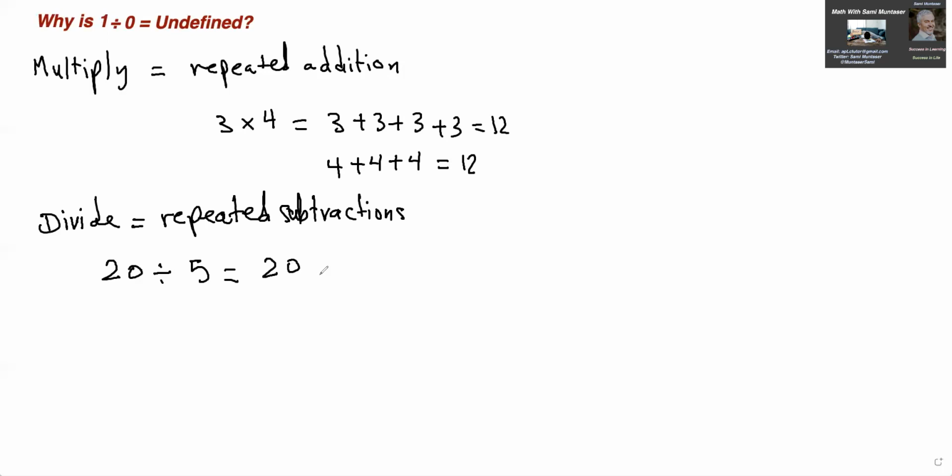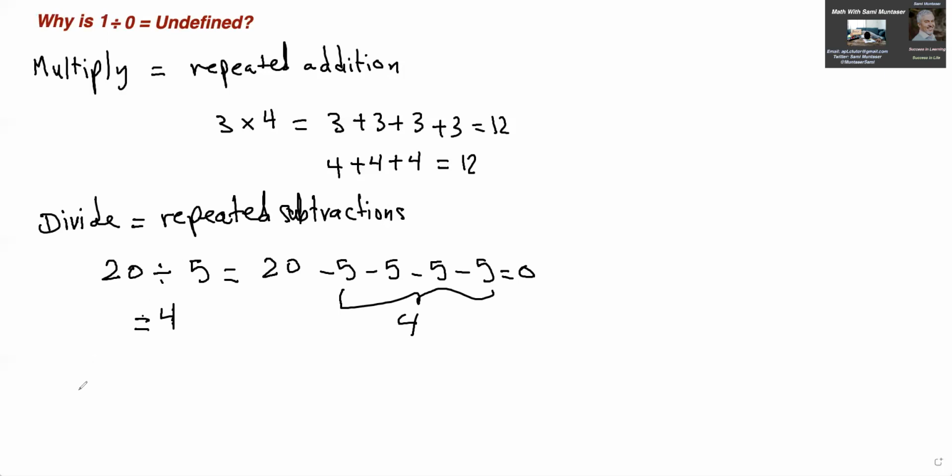So what you do, you take the 20, take away 5, take away another 5, take away another 5, take away another 5, till you get to 0. So how many 5s did you take away before you get to 0? You took away 4 5s. So therefore, 20 divided by 5 is 4. And so you have to minus 5 four times to be able to get to 0. And that's what I mean by division is repeated subtraction.